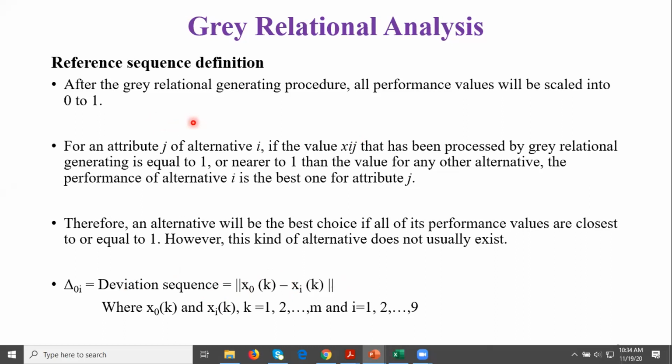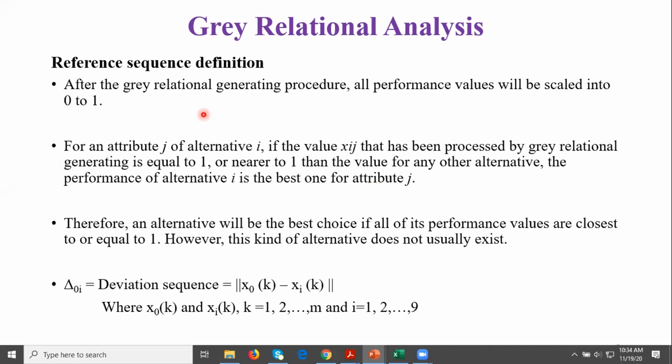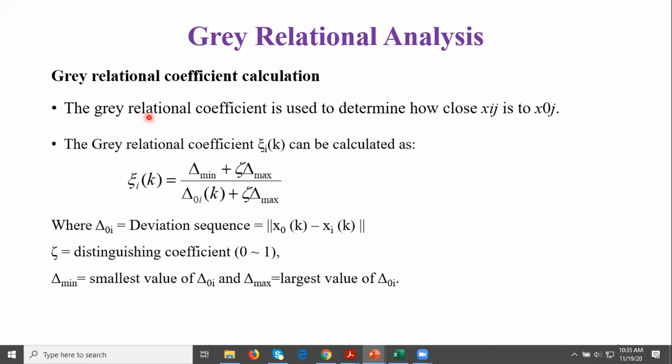Okay, from the normalizing value you are getting the values. From that normalizing value, the values are fixed in the range 0 to 1. So what are they doing? Very big values, they are taking as small values by using these reference sequences. Thereafter they are going to calculate the variation coefficient.